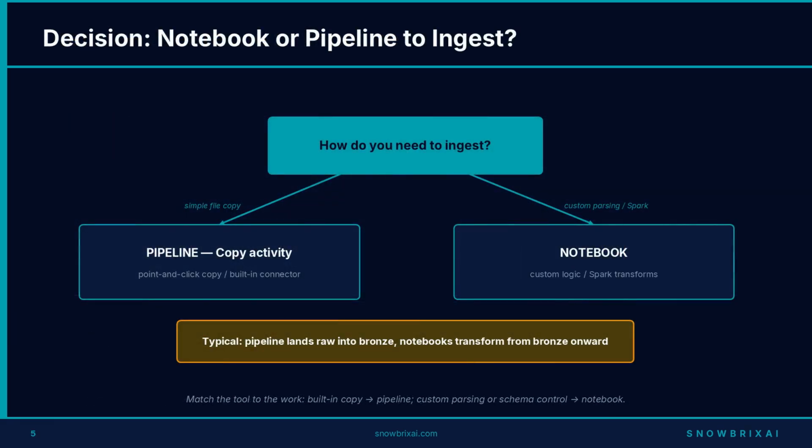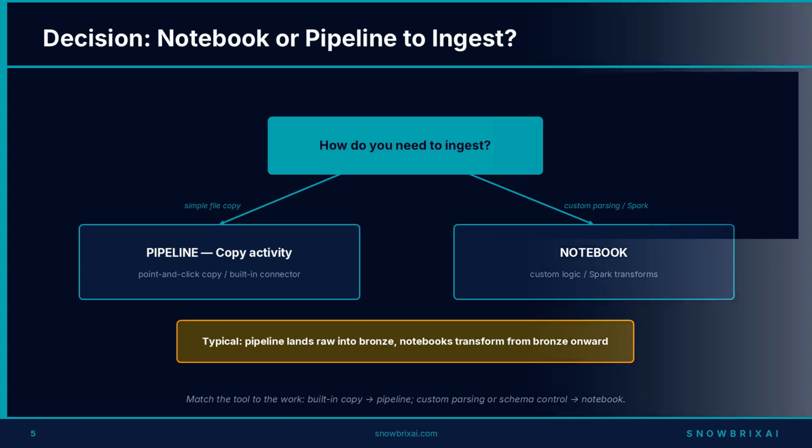Before we ingest, make one decision. Notebook or pipeline. Here is the rule. If it is a simple file copy or a built-in connector, reach for a pipeline copy activity. Point and click, no code. But if you need custom parsing or schema control, use a notebook. Or if you are already in Spark, just stay there. And there is a common pattern that wins. Let the pipeline land files into bronze. Then let notebooks transform bronze onward. Best of both worlds, that is the path we take next.